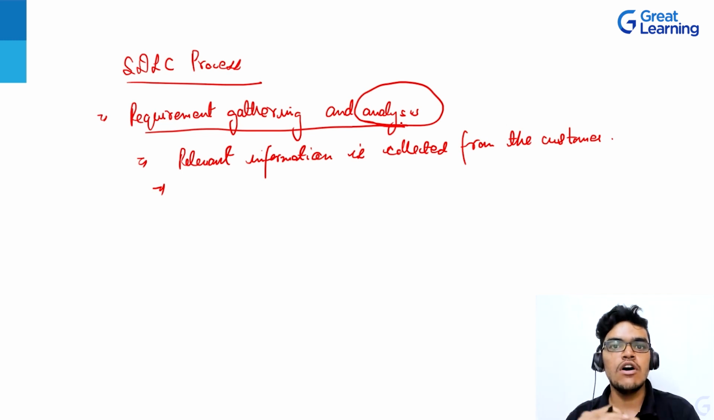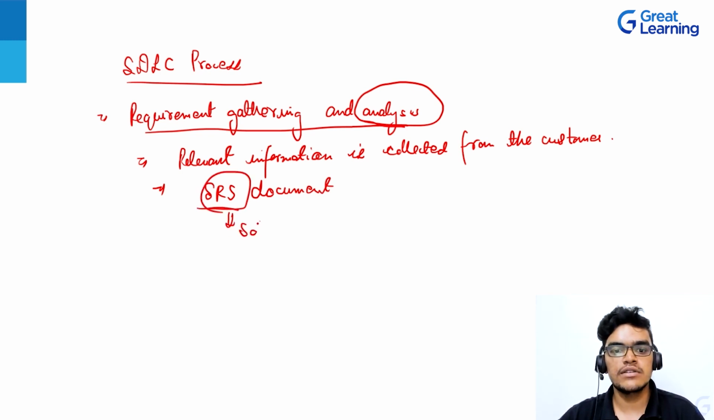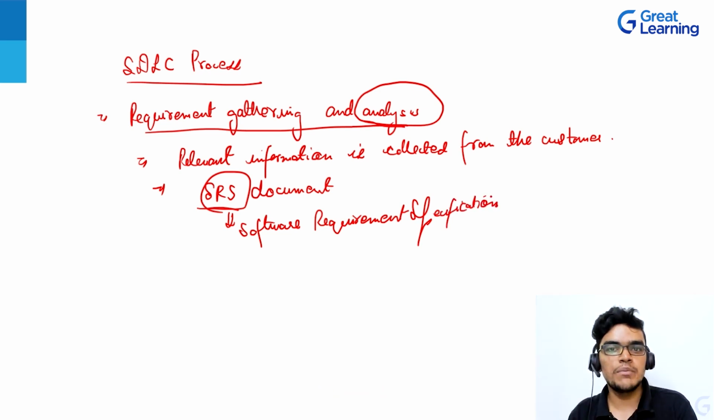Once all the requirements have been clearly understood, the SRS document is created. Now you might have a doubt, what is an SRS document? It is nothing but the software requirement specification document. This document should be clearly understood by the developer, and it must also be reviewed by the customer for future reference. So this is the first phase, requirement gathering and analysis. Now let's jump into the second phase, that is design.